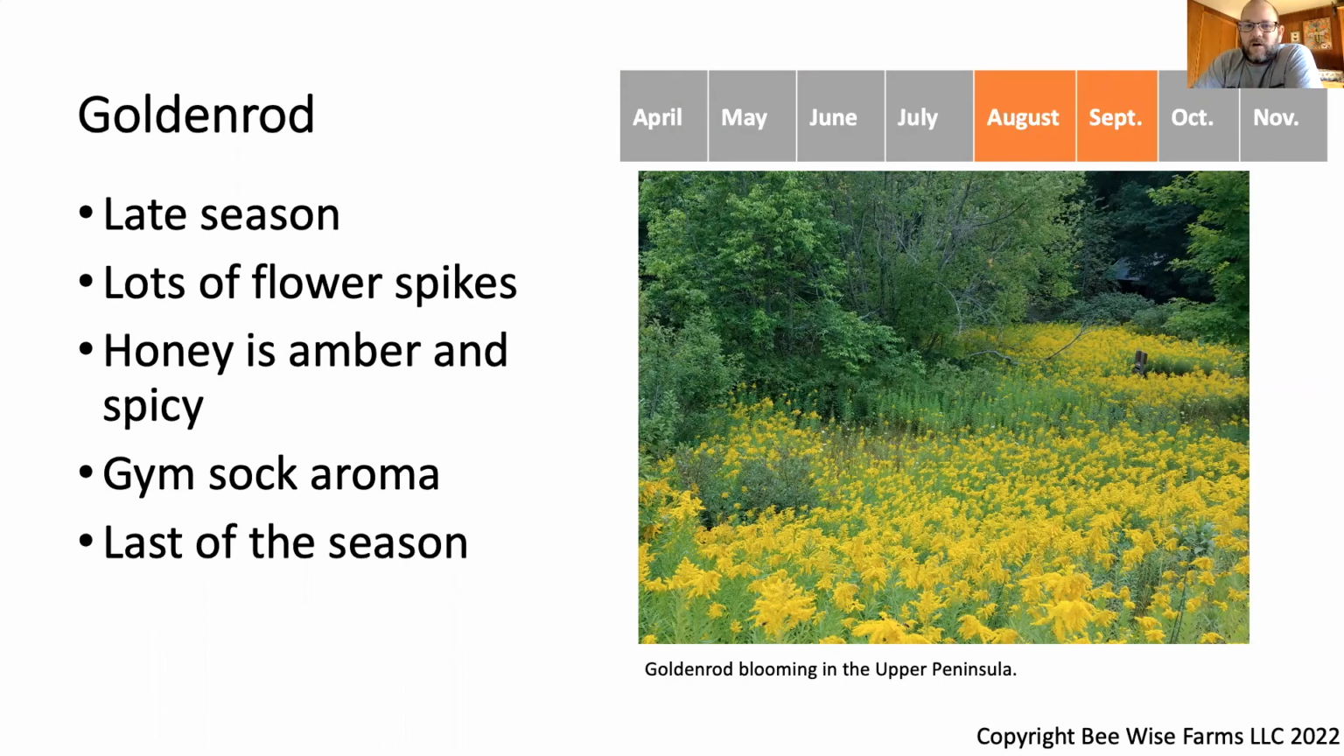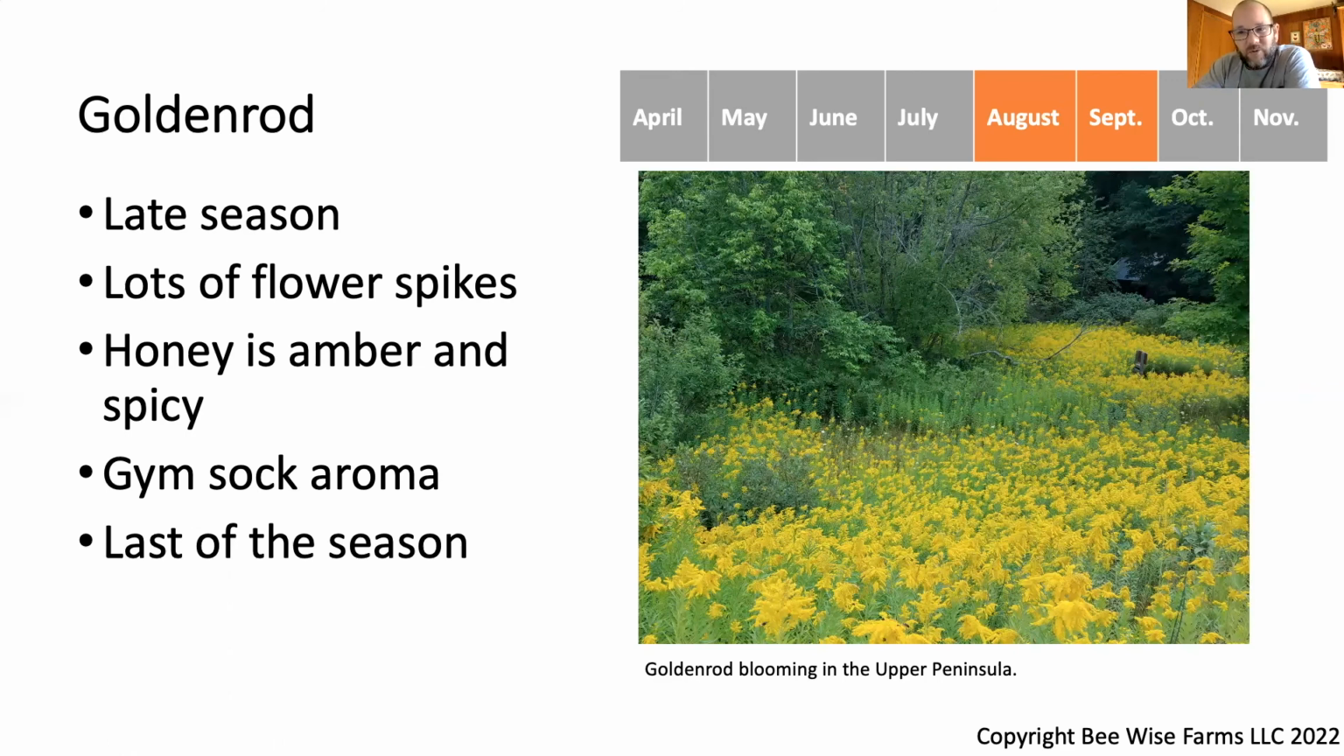Goldenrod is our late season, kind of our final flower of the season. It is a really good forage source if the bees can take advantage of it, meaning that the weather is appropriate for it. Typically, we're seeing this in late August through September. It does produce a honey that's amber in color, and really what it's known for is it has a very kind of stinky smell to it, like kind of like gym socks.